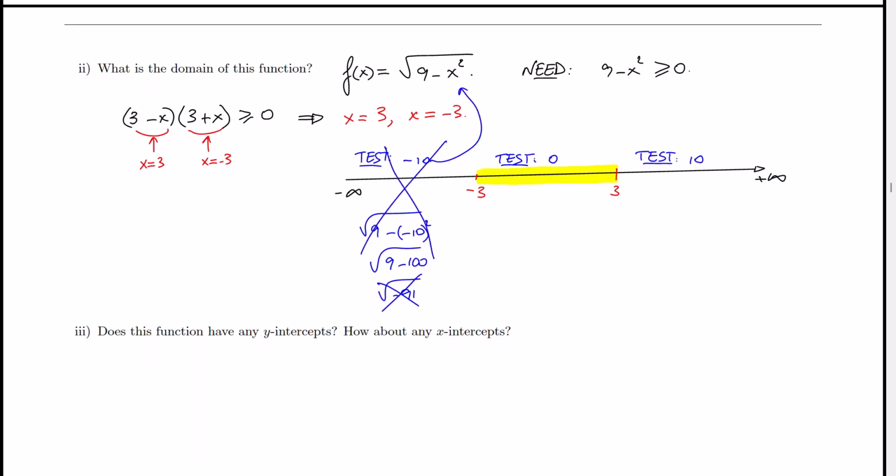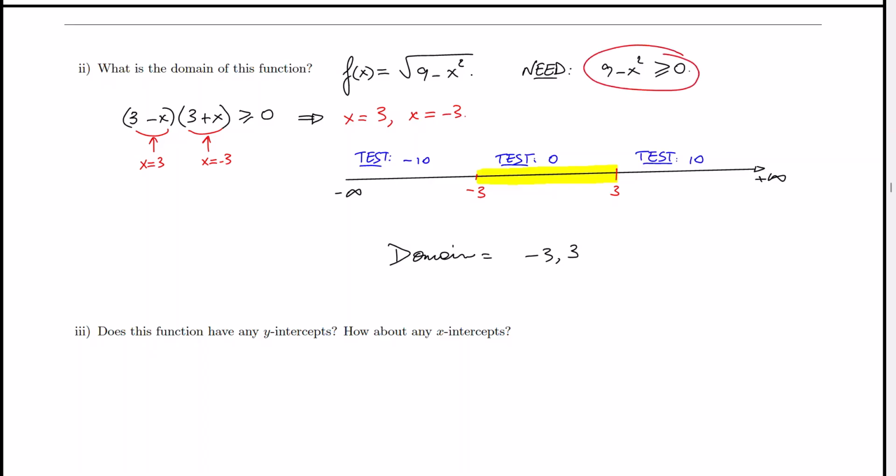So the only interval that we're allowed to choose in this case is the middle interval, and that represents the domain of our function. So in this case, I'm going to write -3, 3. Those are the beginning and end of the interval. And remember, in this problem, I'm allowed to let the inequality be equal to 0. Therefore, the 3 and -3 will have kind of brackets on them, meaning they can be included in my domain.